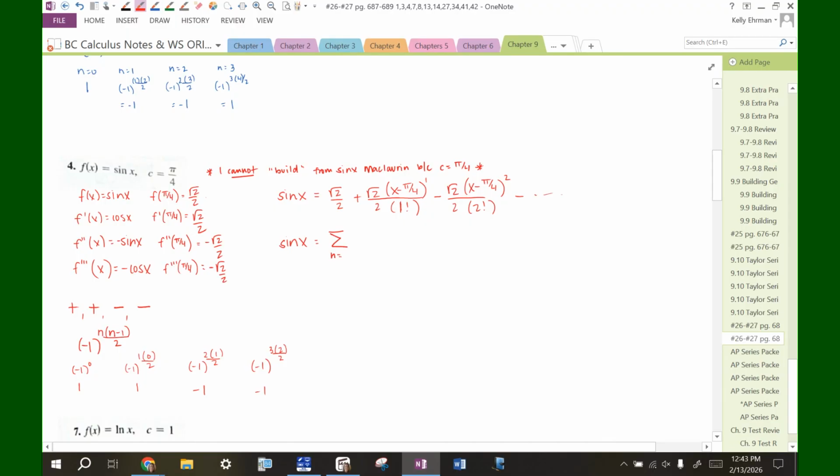So it still starts at 0 to infinity. I'm going to put in my negative 1 expression so that I get the correct positive and negative signs. There's a radical 2 over 2 on this one. There's an x minus pi over 4 to the n. And it's still times n factorial. 2 times n factorial, by the way, is different than 2n factorial. So just be careful with that. It's only the n that's in the factorial.